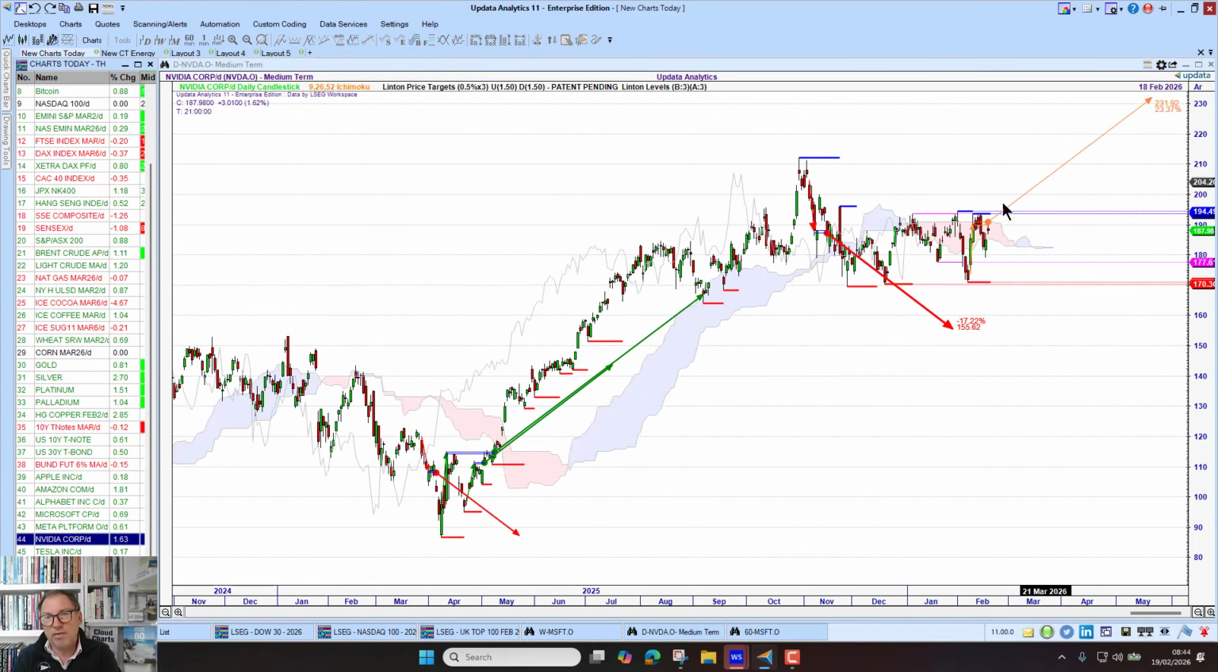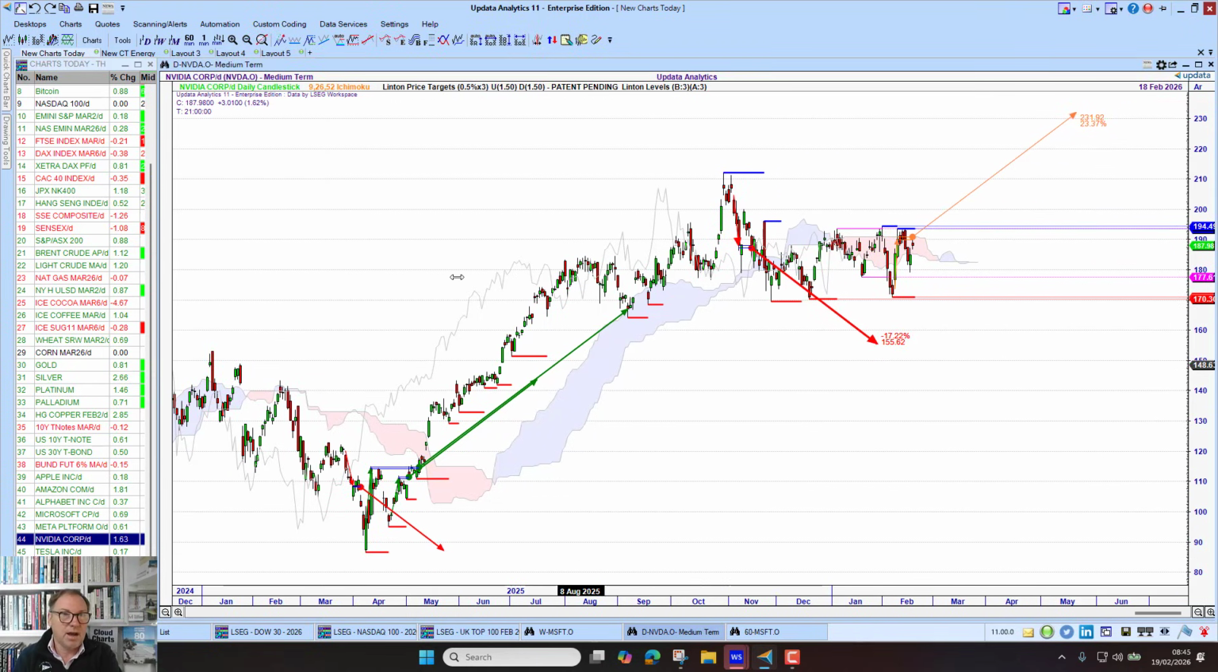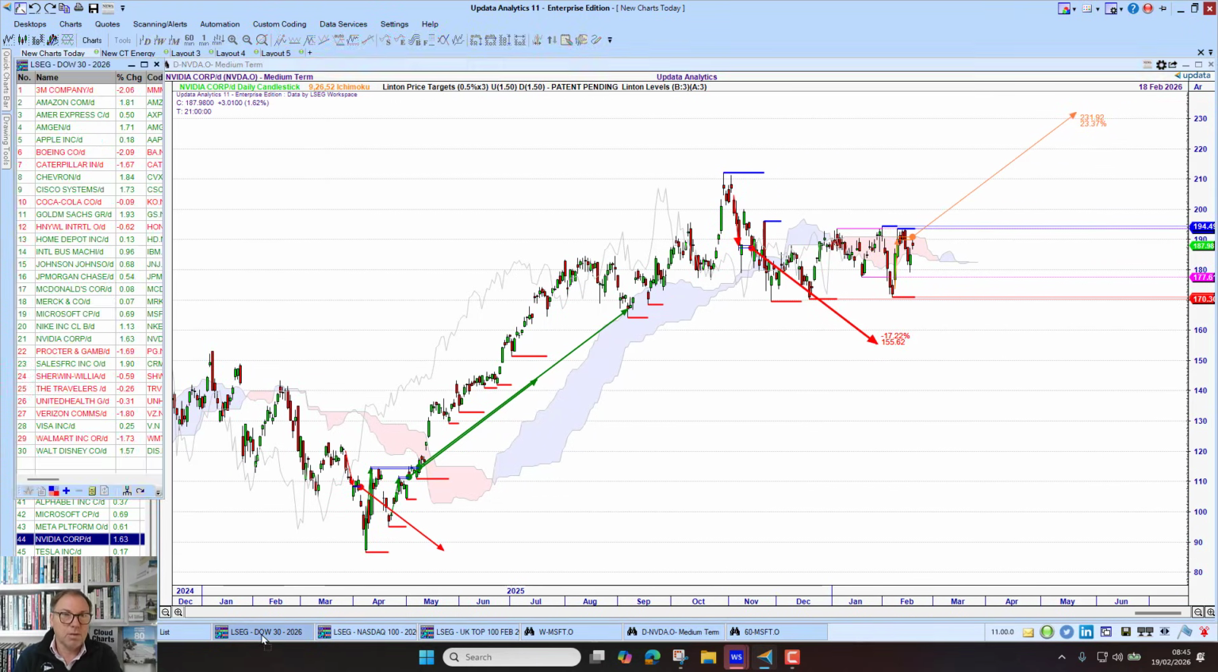All eyes on Nvidia. Are we going to break above 195 or below 170? That's the really big question for Nvidia, and many people know that I watch that stock quite closely because I think it's a big sentiment chase for the market.